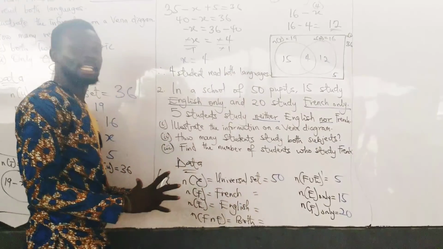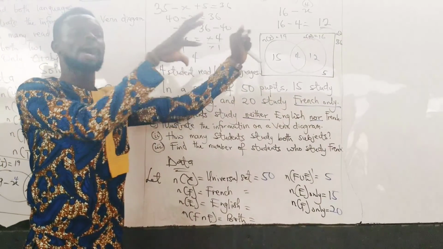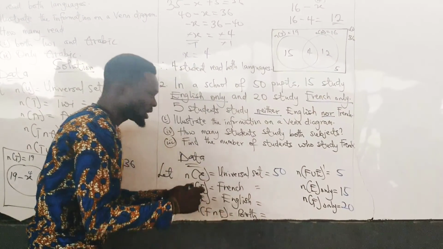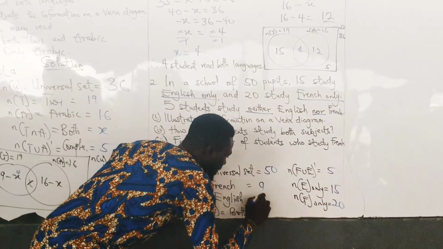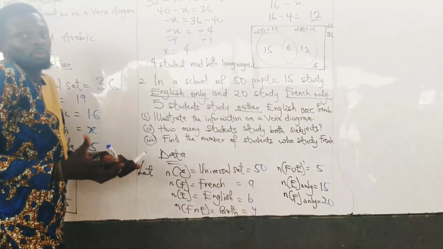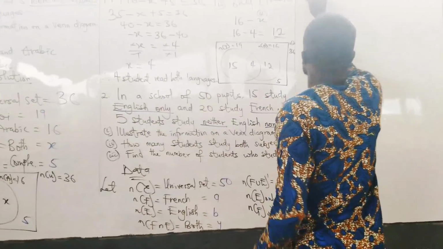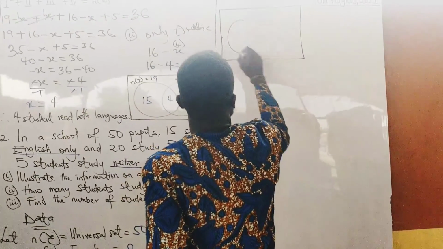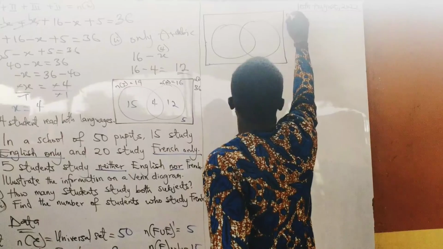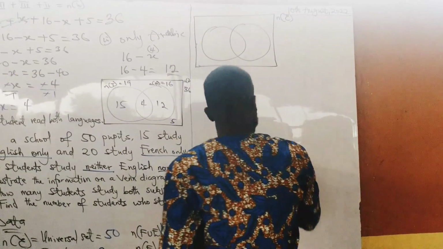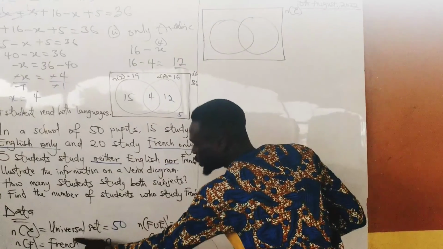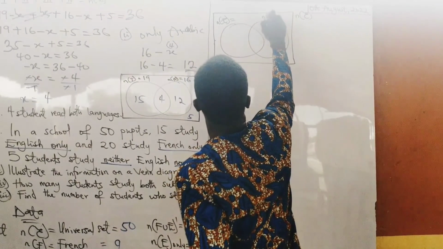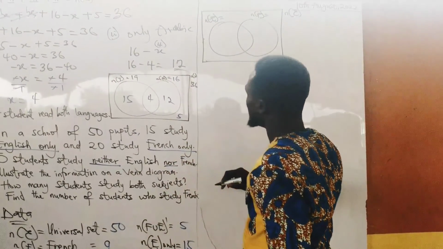So now that I have my data, I can go ahead and draw my Venn diagram using it. Since we don't have values for some regions, you can choose to replace them with variables. Let's say A, let's say B, let's say Y. Then you come drawing your diagram. So we have this: two balls intersecting. We have our universal set here, and the two languages, French and English. The E, you can say, and the F, you can choose. Then we do the intersection.